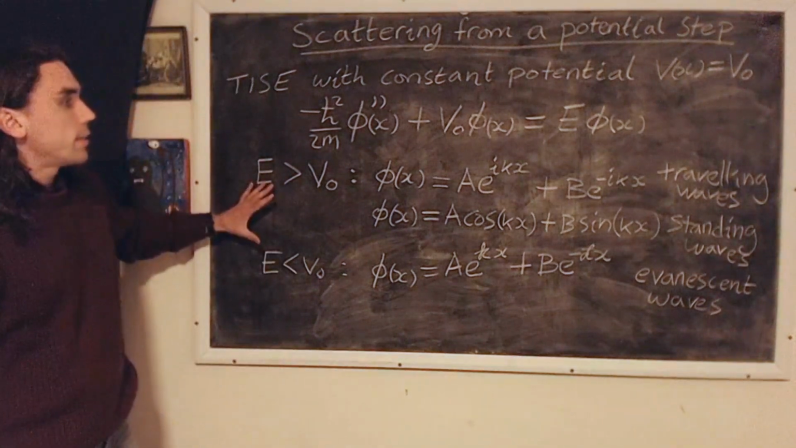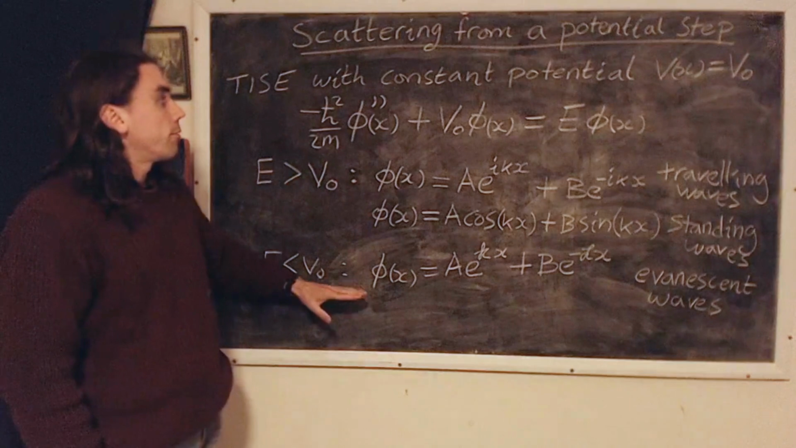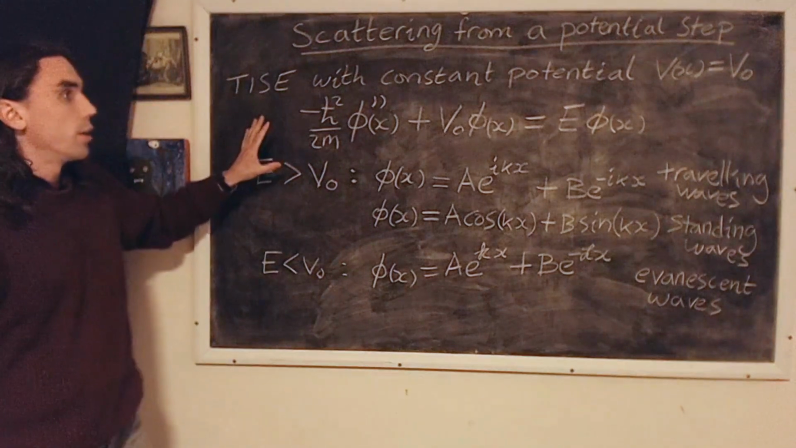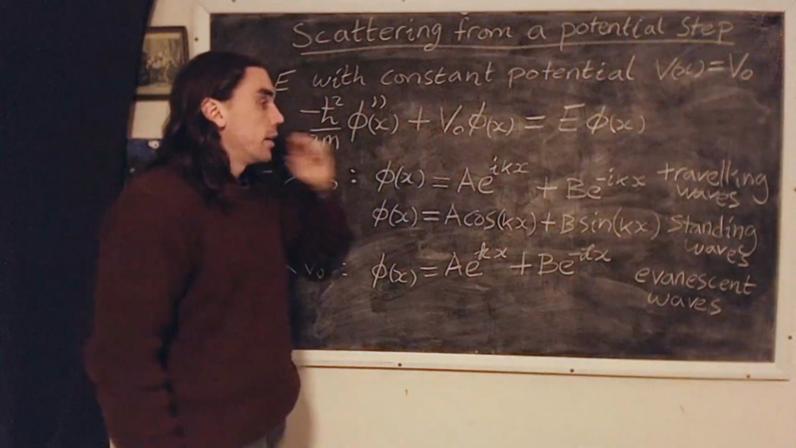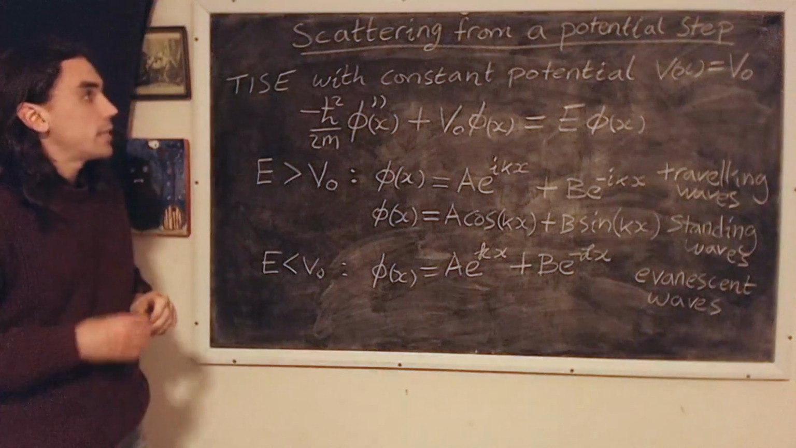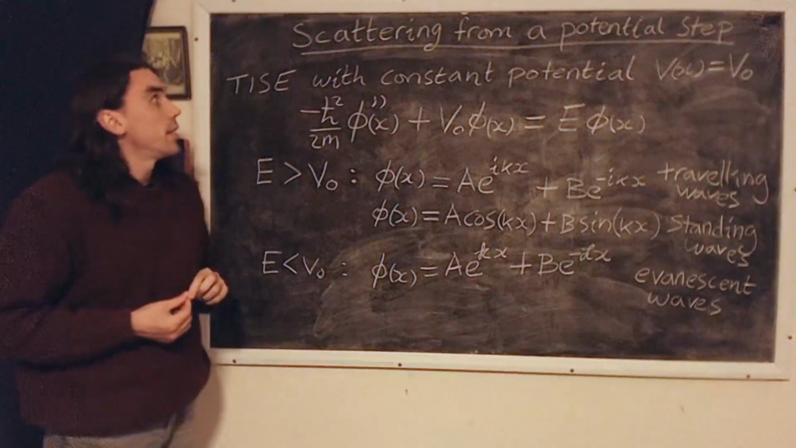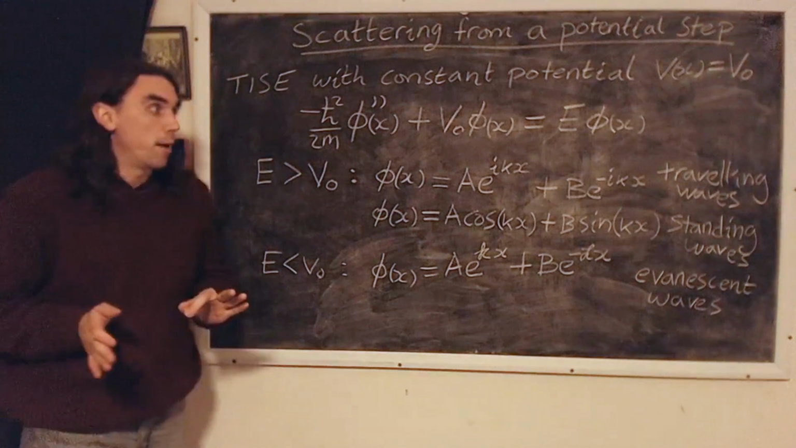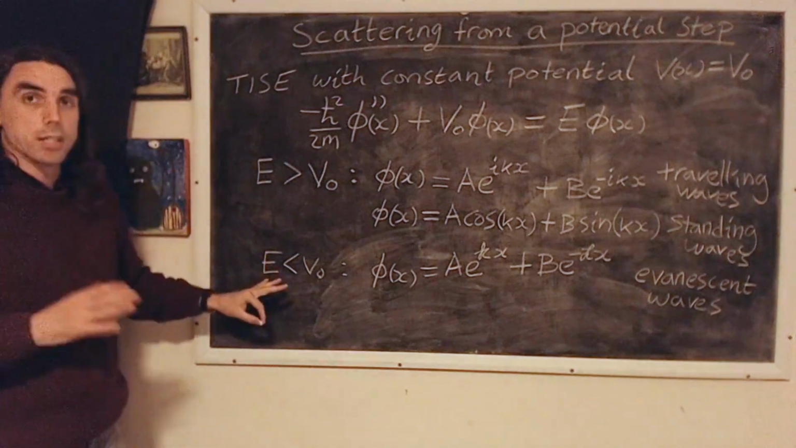So these are the general types of solution we're going to be looking for depending on how our energy relates to our potential. So let's set up a particular problem of interest, which is scattering from a potential step. So we'll clear this off and specify the problem.